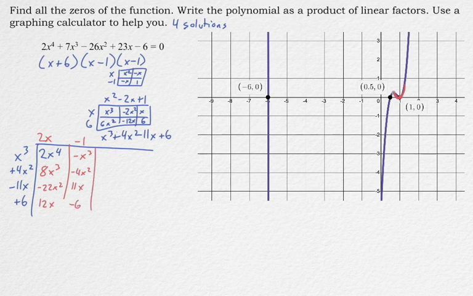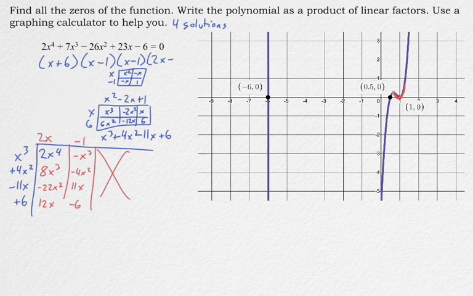So now let's compare again. I've got 8x cubed, negative x cubed, that's 7x cubed, that's great. Negative 22, negative 4, that gives me negative 26x squared. 12 and 11x gives me 23x, and negative 6 gives me negative 6. Perfect, so this worked out. I don't have any remainder, and this is my last factor, 2x minus 1.